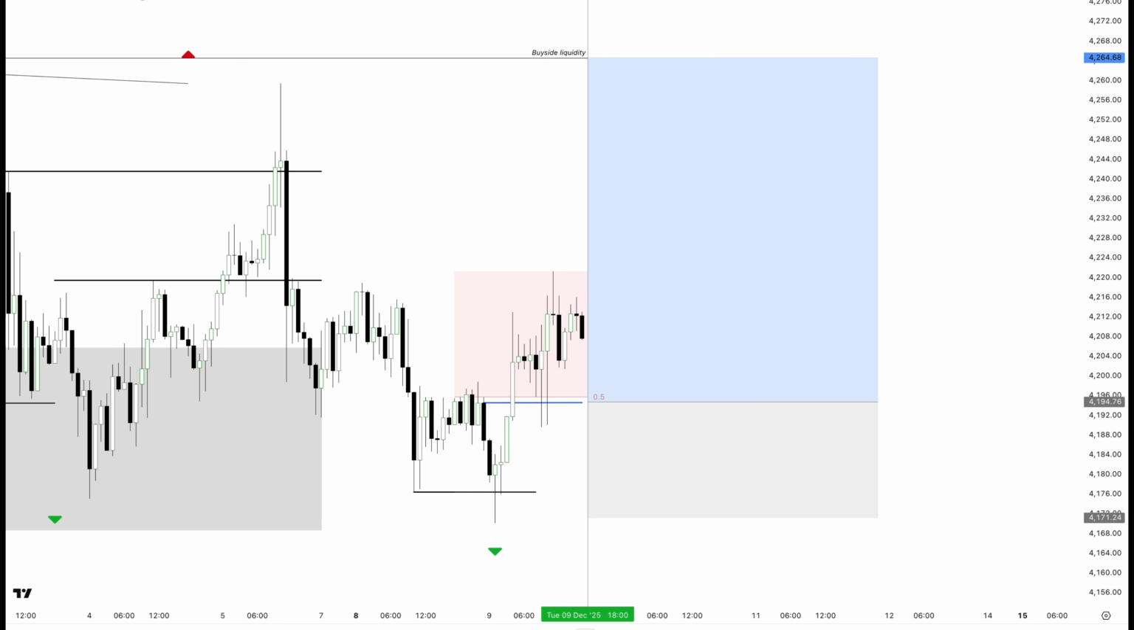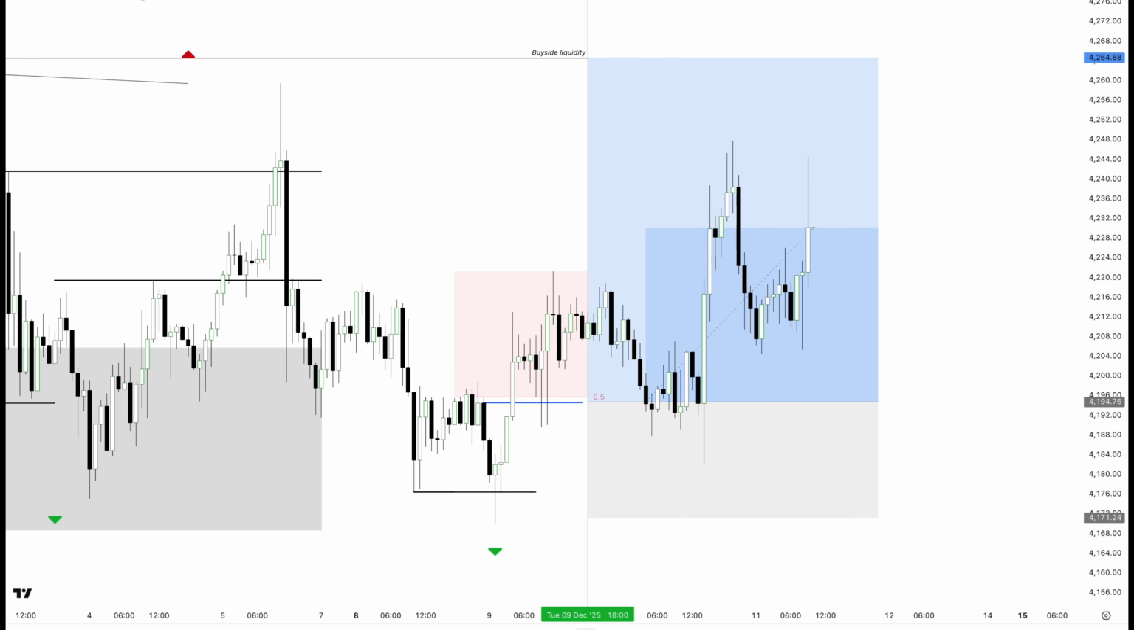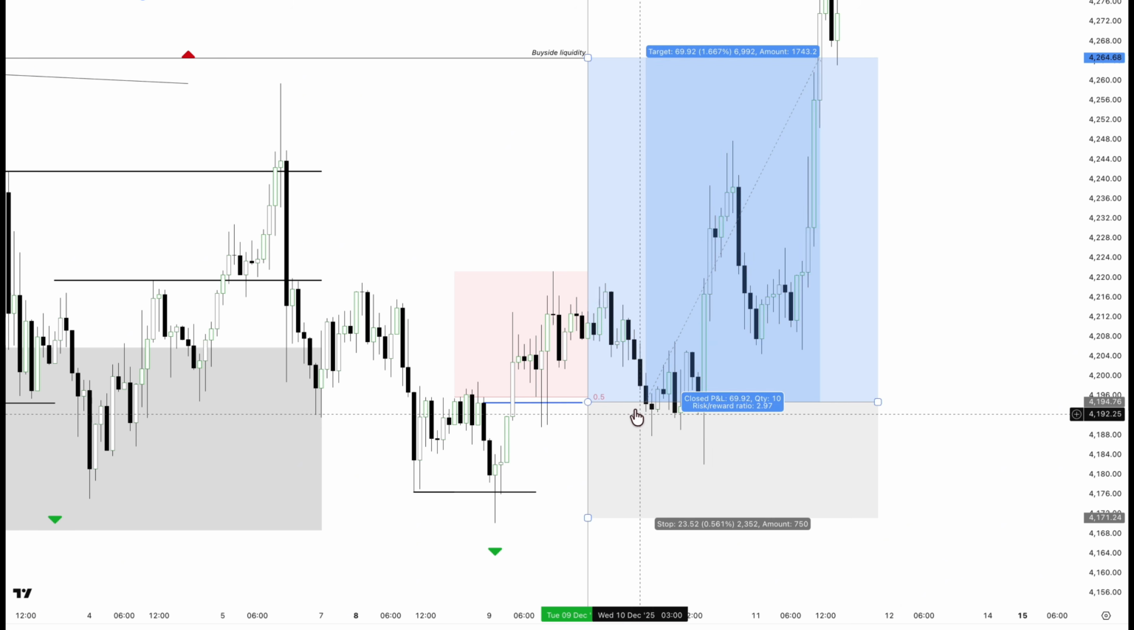Now let's replay the market and see exactly how this setup played out. Alright, and there it is. You can see price tapping directly into our level and then delivering the move perfectly into the target.